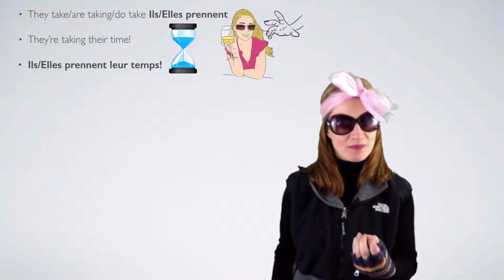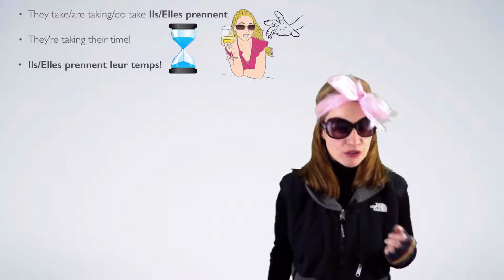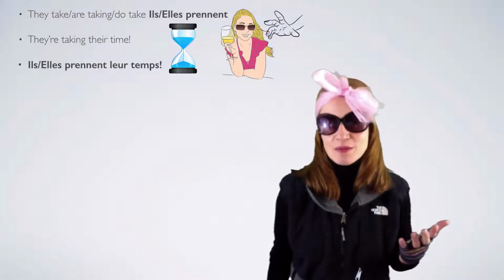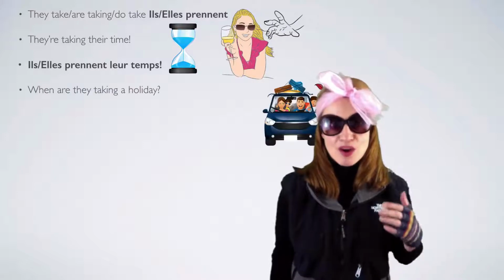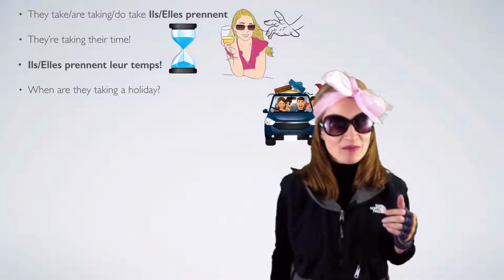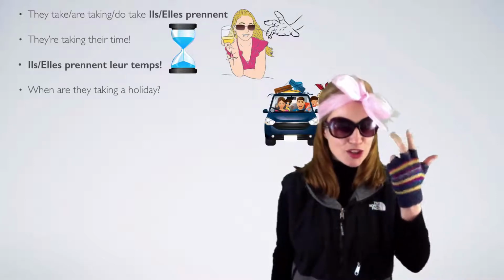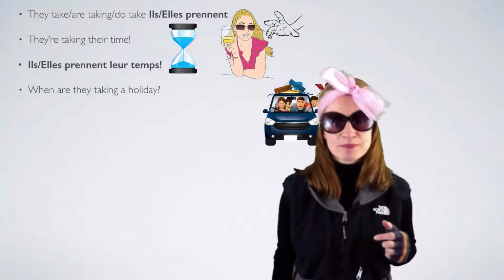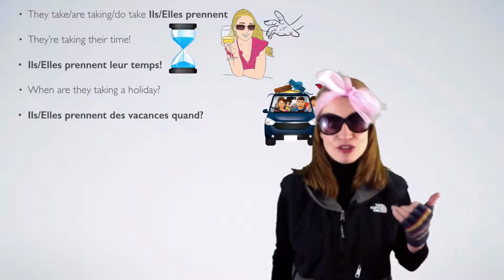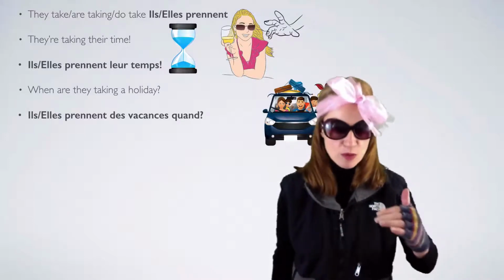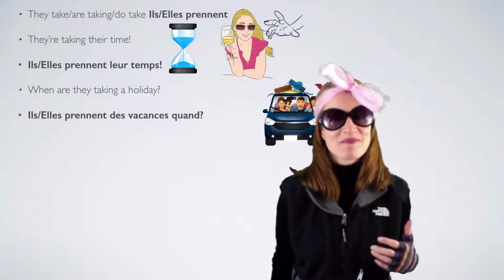Temps. So belonging to them is leur, L-E-U-R. If the next word had been plural, it would be L-E-U-R-S. But they sound the same. Leur, belonging to them. When are they taking a holiday? Three ways. First way spoken, second way est-ce que, third way inversion. Ils ou elles prennent des vacances quand? So statement with the quand at the end, raised eyebrows, questioning voice.